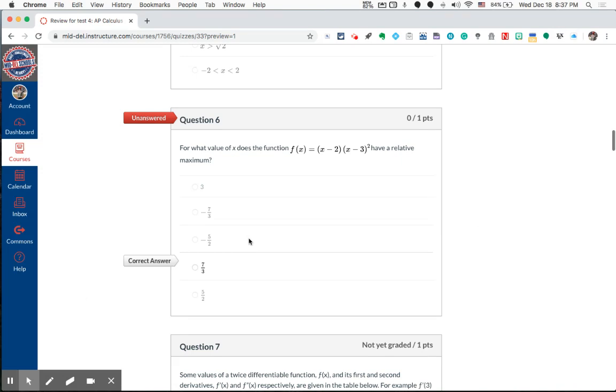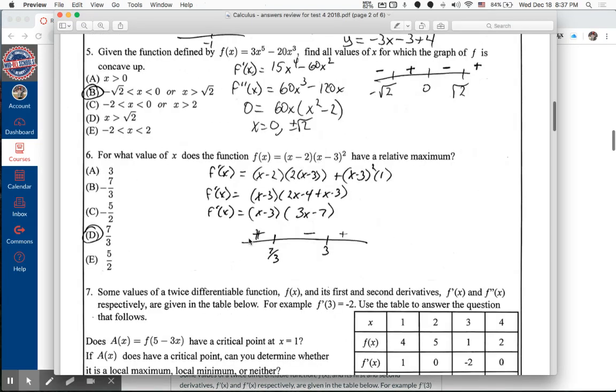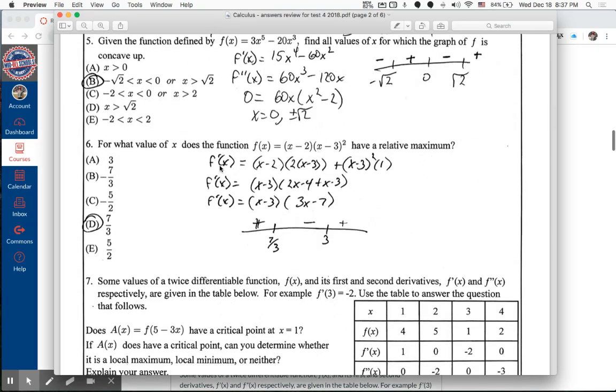6, we did. Oh, no, we didn't. So 6, we want to know when we have a relative maximum. So to get a relative maximum, I got to go to the first derivative. This requires product rule. So first times the derivative of the second plus the second times the derivative of the first. Both of these have an x minus 3 in it, so I take an x minus 3. From this, if I take the x minus 3 out, that leaves me with 2 and x minus 2, which gives me the 2x minus 4.